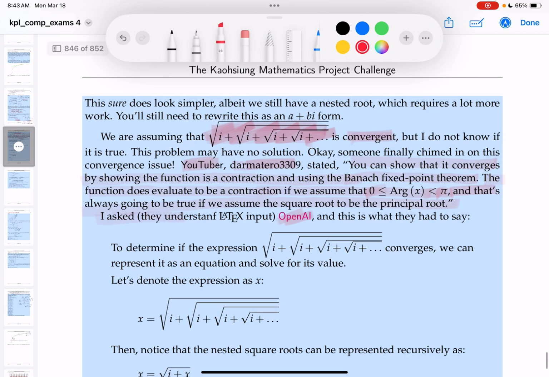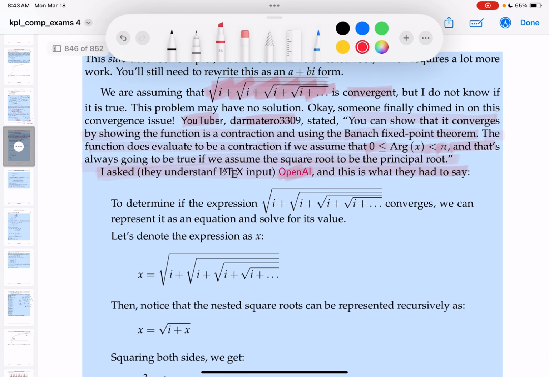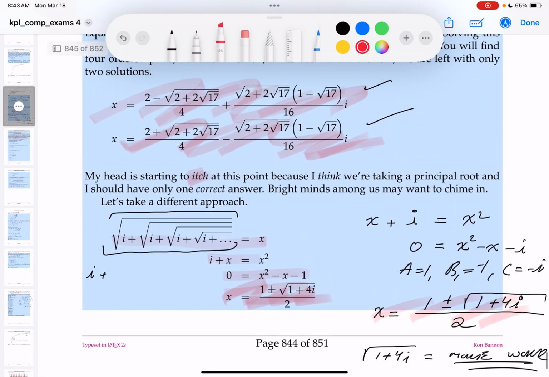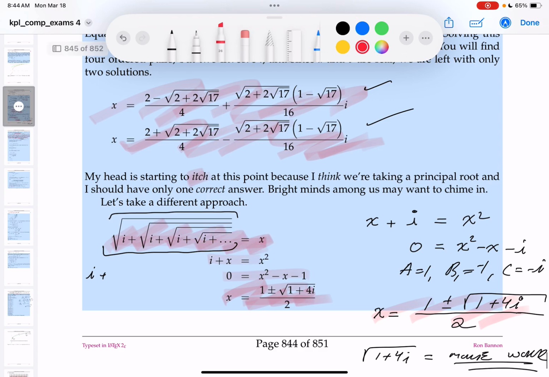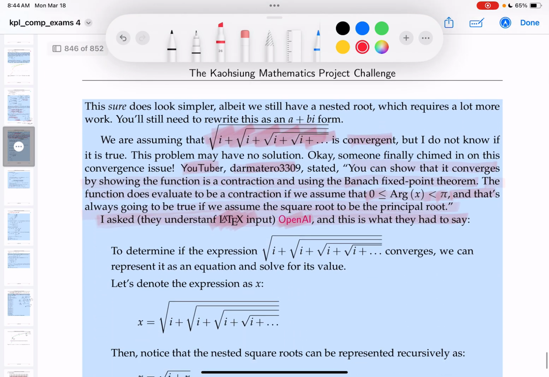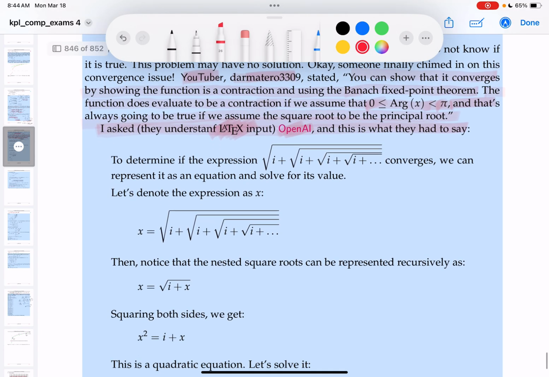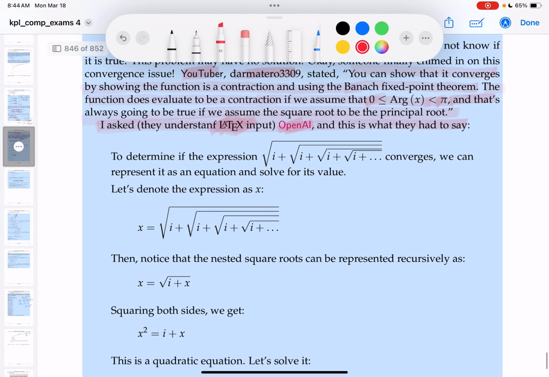I also went on to ask OpenAI to do it. OpenAI actually understands LaTeX input, by the way, which allows me to type in this equation over here. And that's what I did. I typed it in and asked it that question. It responded really nicely, too. I can ask it to also tell me the LaTeX code for it. I do edit it a little bit, but for the most part it's pretty good at it. I asked it to determine if this thing converges.